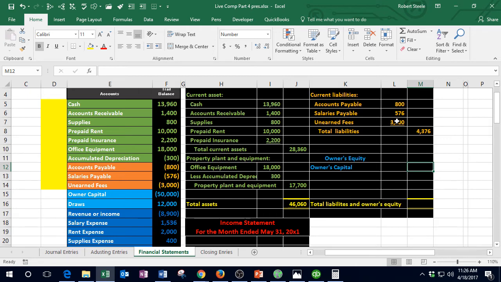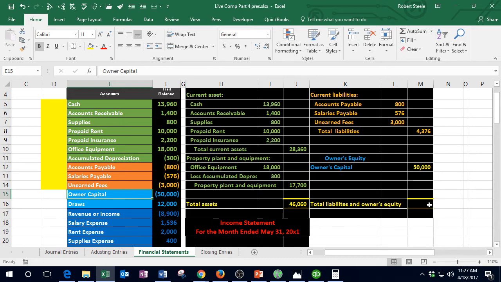All right, so I'm just going to put a negative, and there's the owner's capital right there, 50. It's the same exact name as is on the trial balance. That has to be the right number, right? It's not, but I'll tell you why. But let's use that number.